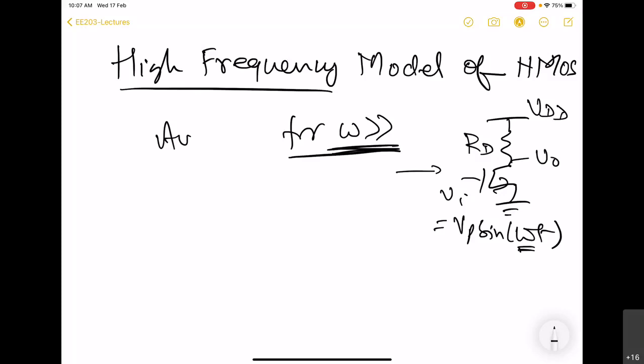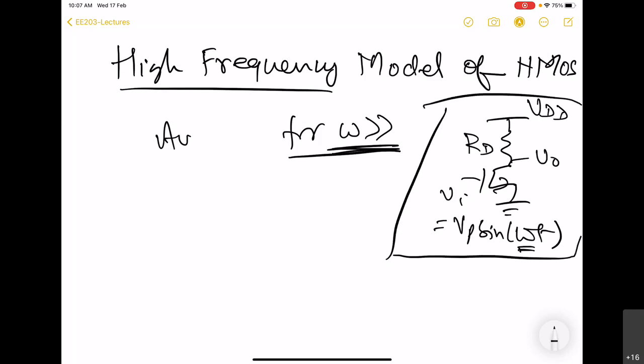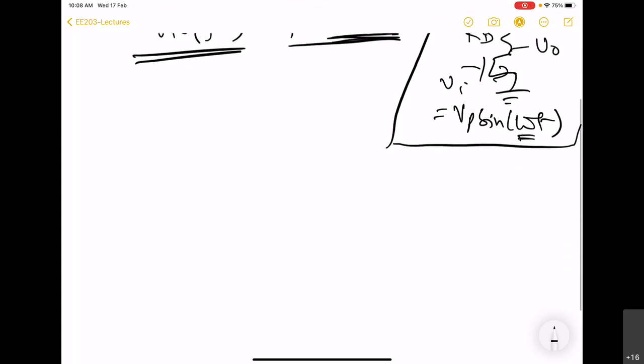So first thing is, if I want to know the gain for this circuit which we have already studied, then I need to know the high frequency model of NMOS. Then I can substitute this MOS by that high frequency model, find out the voltage gain, and then use the Bode technique to get the approximate plot of this voltage gain. So first let us see what will be the high frequency model for this NMOS.